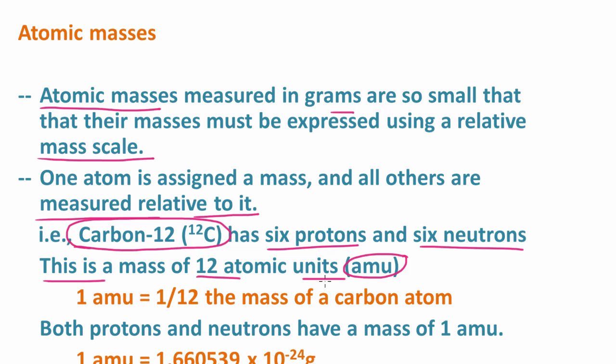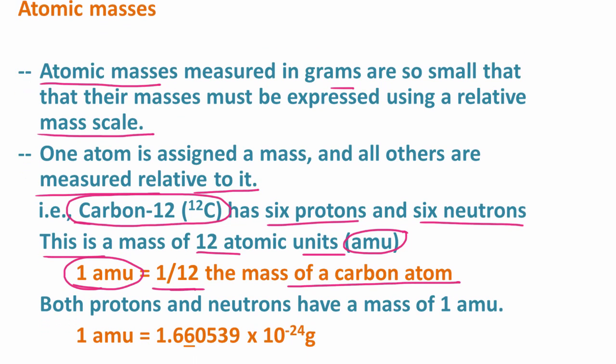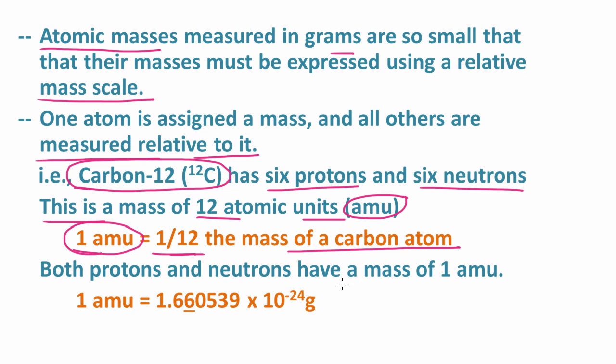So, because the carbon-12 atom has 6 protons and 6 neutrons, and because the masses of a proton and a neutron are almost identical, we say that one atomic mass unit is 1/12 the mass of a carbon atom. Remember, you have 6 protons plus 6 neutrons equals 12. So one atomic mass unit is 1/12 the mass of a carbon atom. And both protons and neutrons have a mass of 1 atomic mass unit.